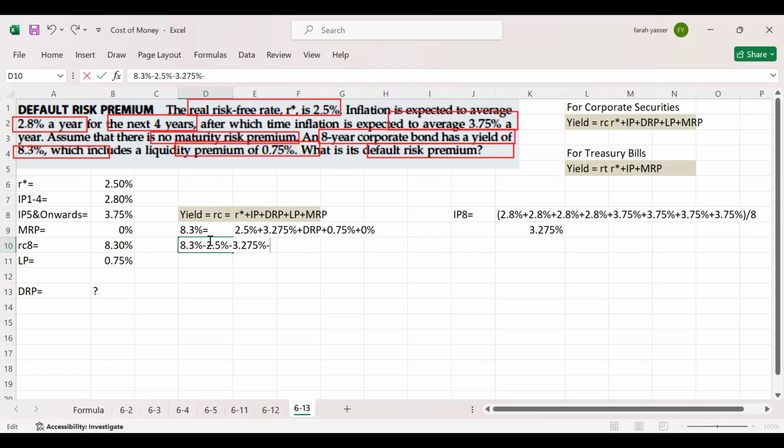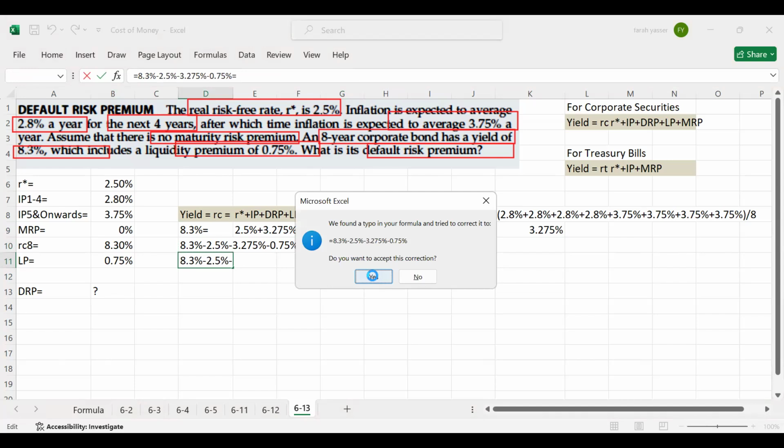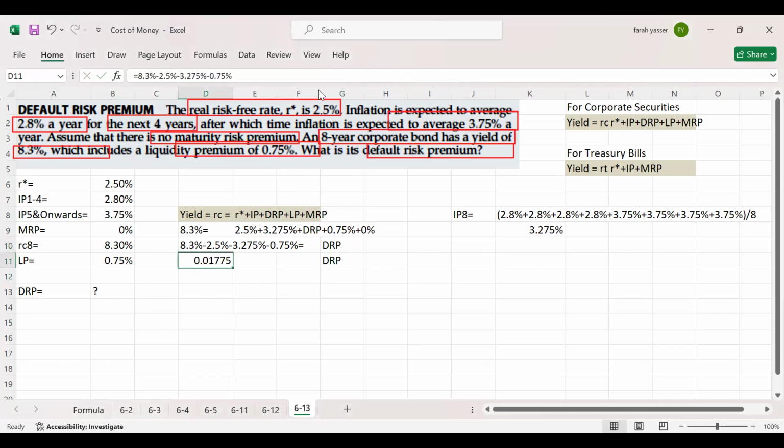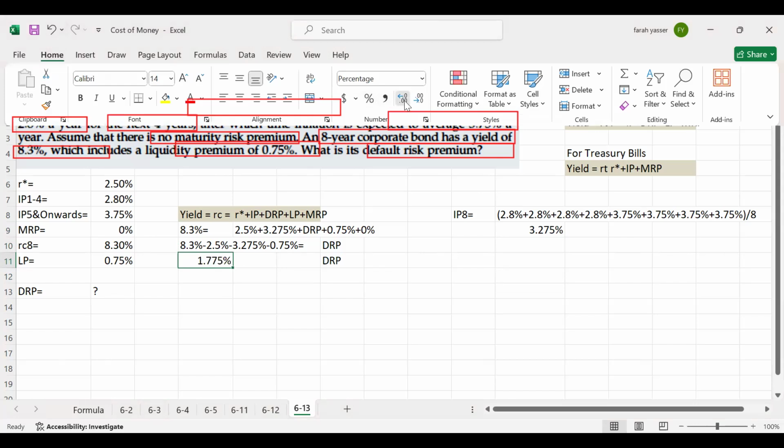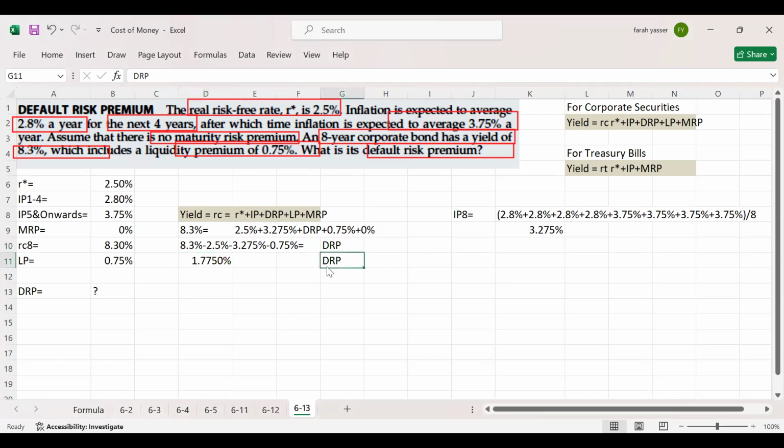2.75%, then 0.75%. And on the other side, we will get the default risk premium. So the default risk premium would be here. Convert this answer into percentage: 1.775%. So this is the answer. Here we have default risk premium.